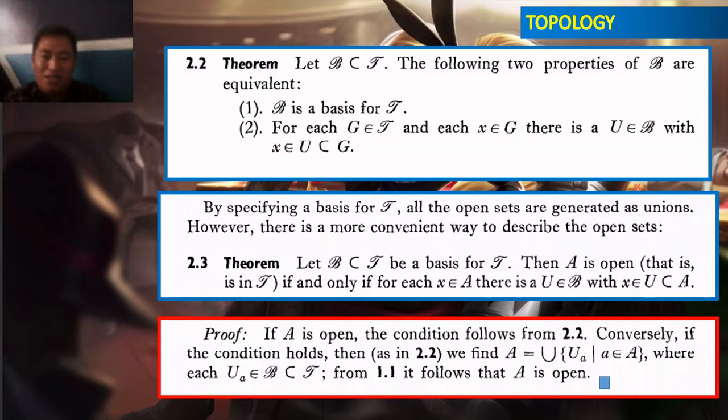Theorem 2.3. Let script B subset sa tau be a basis for tau. So, then A is open, that is in tau. So, open, element siya sa tau, if and only if, for each x element in A, there is a U element in script B with x element in U subset sa A.